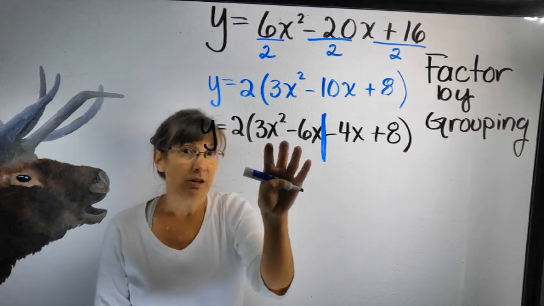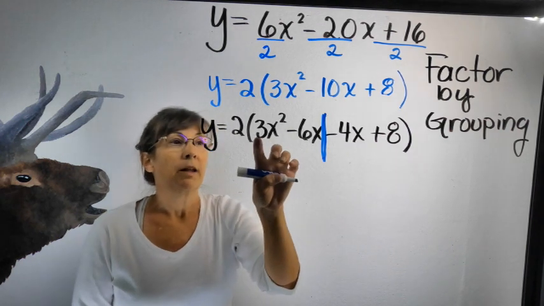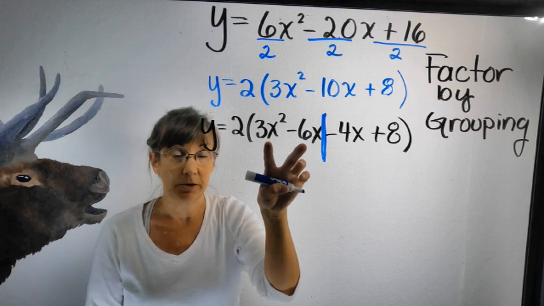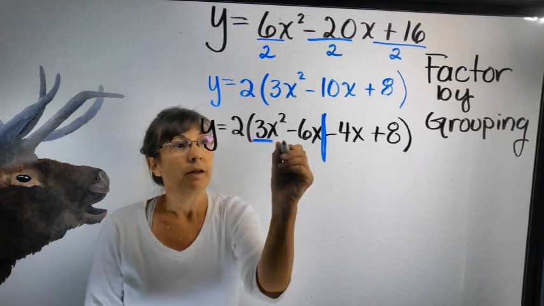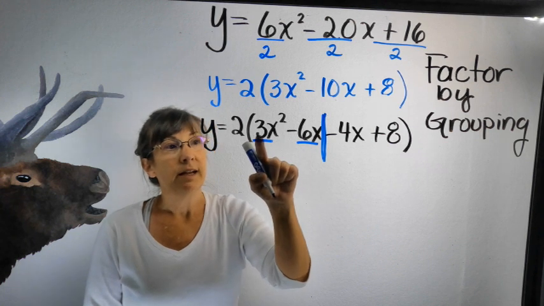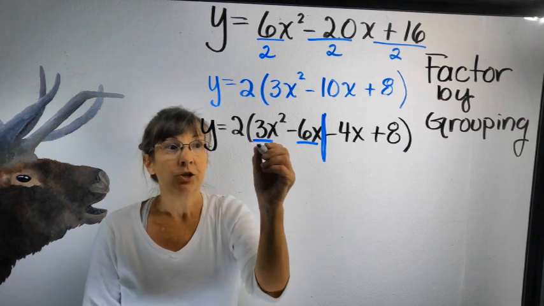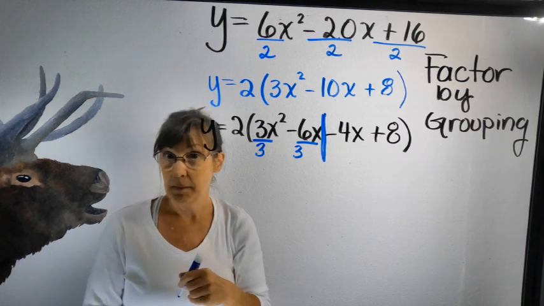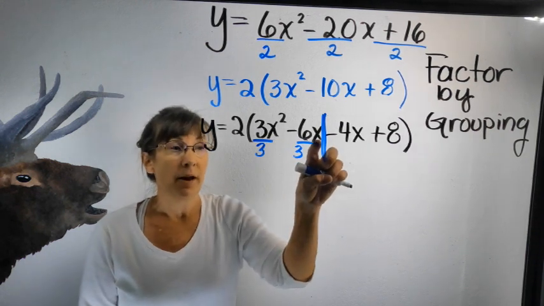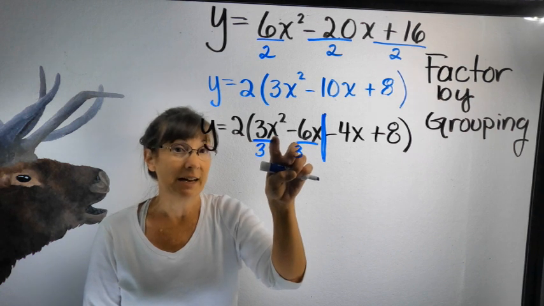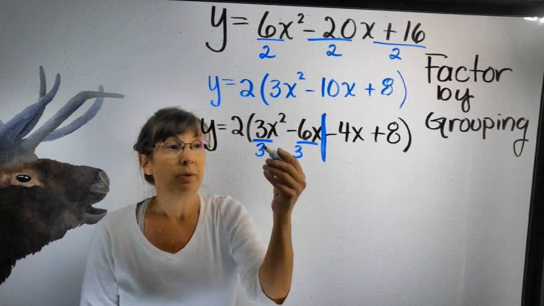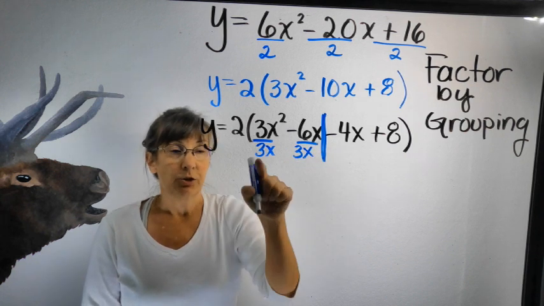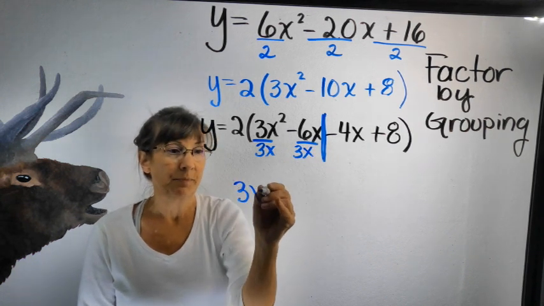So let's just focus on this first group. I want to find the greatest common factor between these 2 terms. Well, I see 3 goes into 6, and 3 goes into 3. So 3 is going to be my greatest common factor for the number. And here I have 1x here, and I have x and x here, x times x. So my greatest common factor with the variables is x. So 3x.